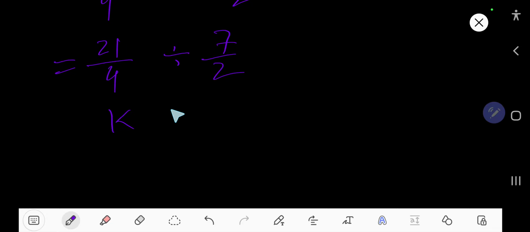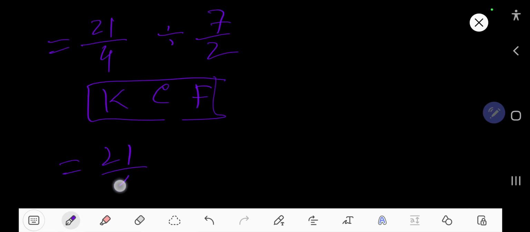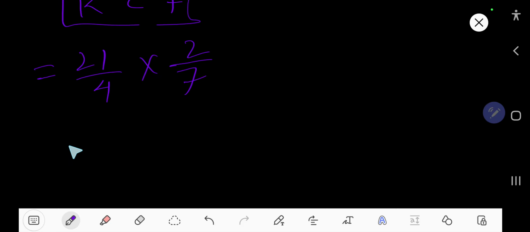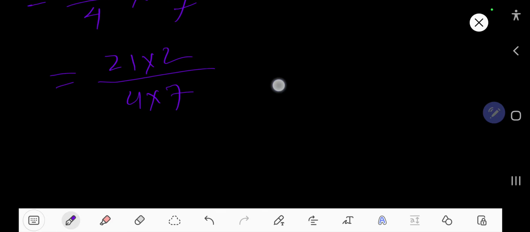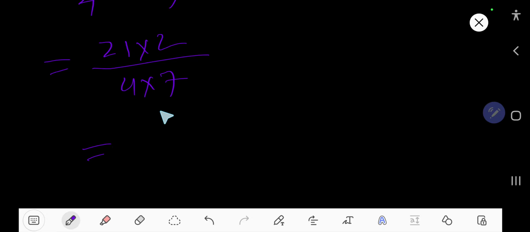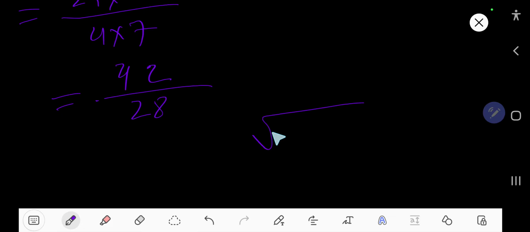Now we need to apply the keep, change and flip method. So how to do that? Keep the first fraction as it is, then change division sign to multiplication sign and flip the second one. That is, here 7/2, we need to write 2/7. Now multiply top to top number and bottom to bottom number. So we are getting here 21 times 2, 42, and 4 times 7, 28. This is an improper fraction, so make it mixed number.